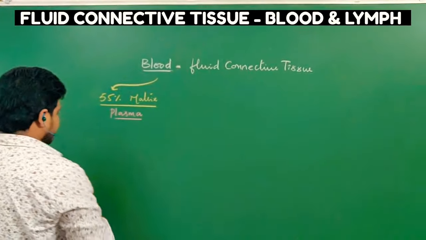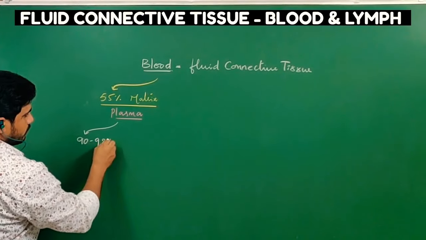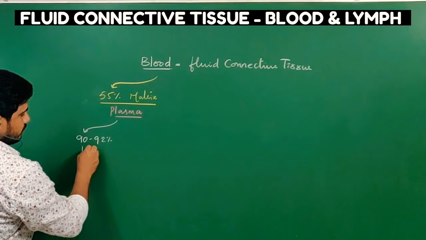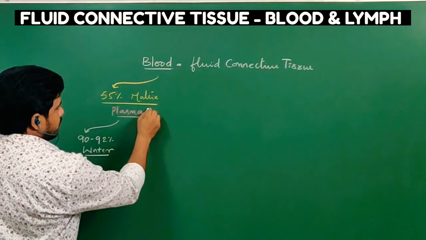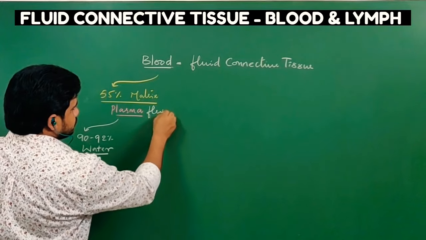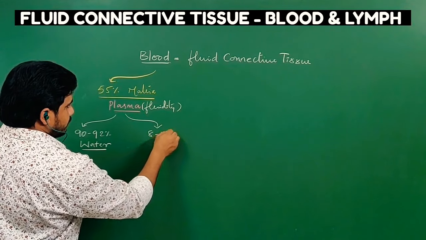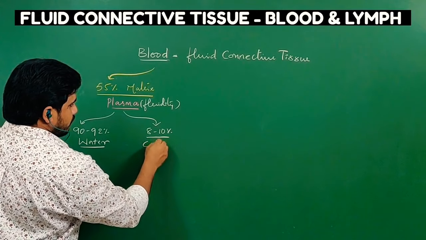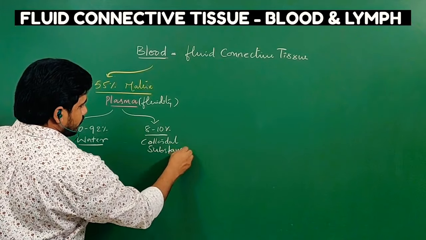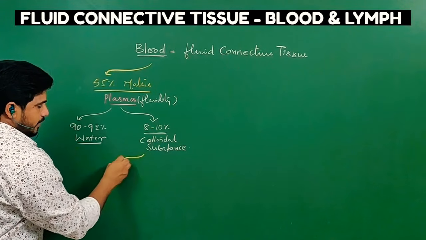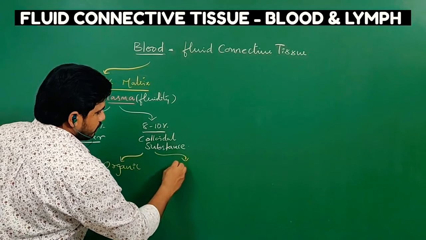Matrix is fiberless. This plasma consists of 90 to 92% of water. This major content gives plasma fluidity. The rest of 8 to 10% in the plasma consist of colloidal substances. These colloidal substances may be organic or inorganic.